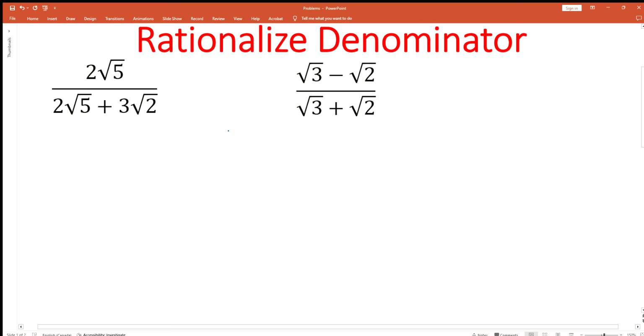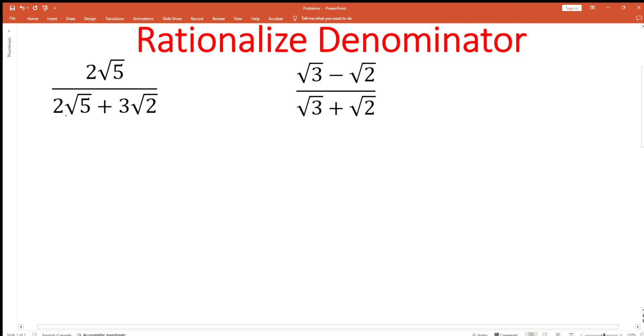In this video, we'll rationalize the denominators of these two expressions. Let's start with the first one, 2 square root 5 over 2 square root 5 plus 3 square root 2. We have to rationalize the denominator, 2 square root 5 plus 3 square root 2. We have to get rid of the square root.